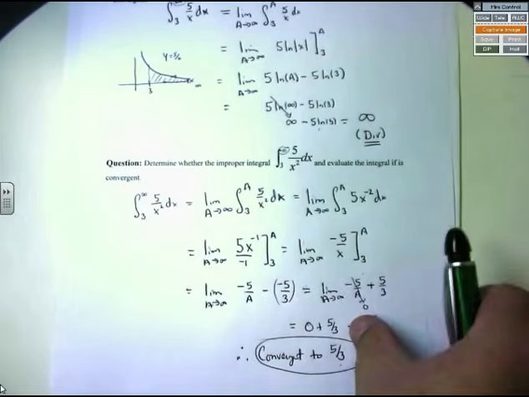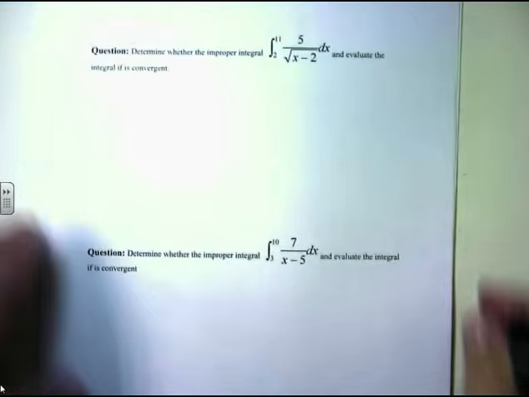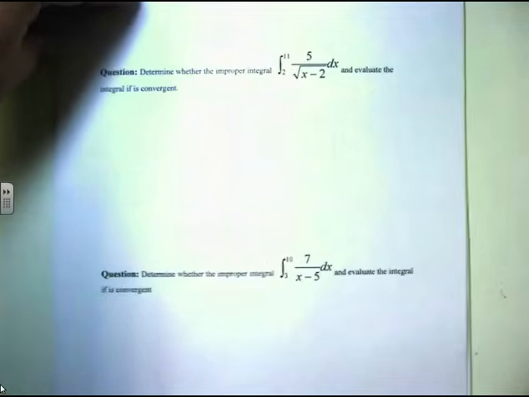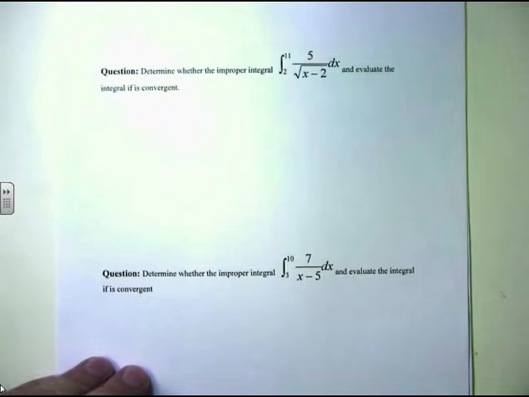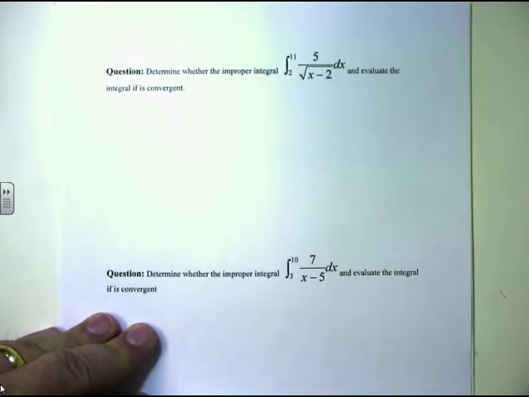Let's try these. On this particular problem here, it says this: determine whether the improper integral from 2 to 11 of 5 over the square root of x minus 2 dx is convergent or divergent, and if it's convergent, find what it evaluates to. So here we go.